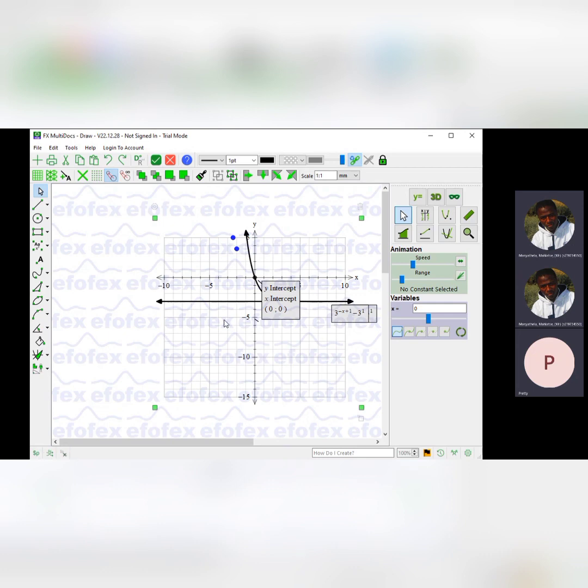But always remember that your graph is not supposed to touch this line. If it touches this line, then you have a problem. The asymptote means the line that the graph is not supposed to touch. It gets closer to the line, but it doesn't touch the line.